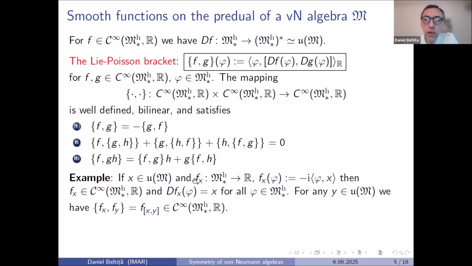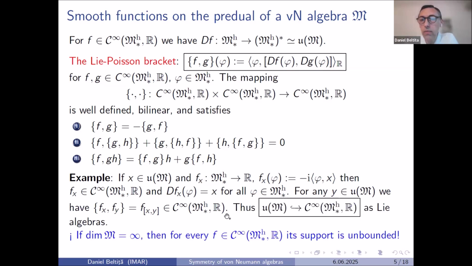So the mapping from x to f sub x actually gives us an embedding of the Banach algebra of skew adjoint elements into this Poisson algebra of functions. So this shows in particular that essentially the whole von Neumann algebra, of course only the skew adjoint part, but we can extend by linearity to the whole algebra, as a Lie algebra, is contained in this space of smooth functions on the predual. This already says that we basically have here the whole algebra and even more.